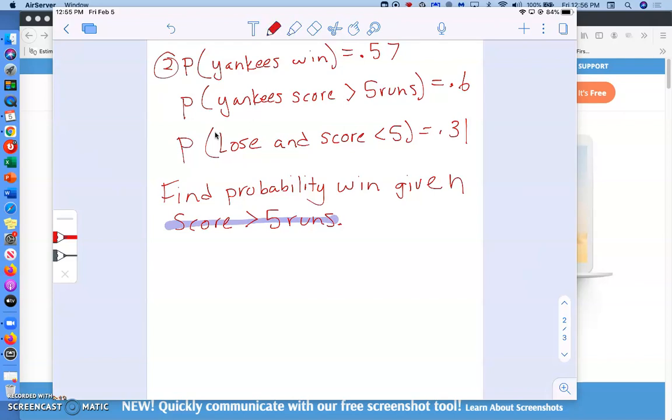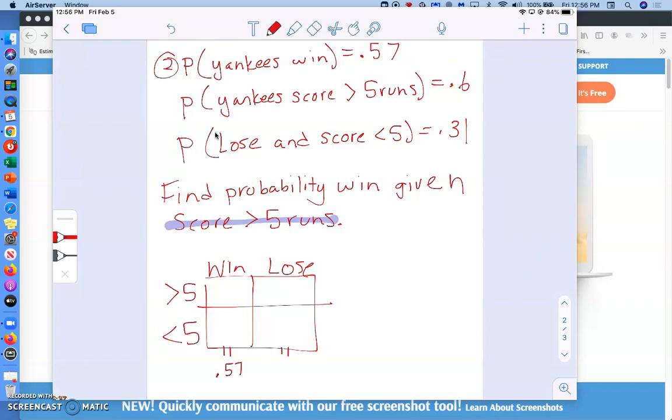So let's try making one of these two-way tables again. We could have win and lose, and then greater than 5 runs and less than 5 runs. What do we know to put in the table? We know that they win is 0.57, so this first column is 0.57, which would make our lose column 0.43 because it has to add to 1. So our total is 1. We know that greater than 5 runs is 0.6, which means less than 5 runs is 0.4.